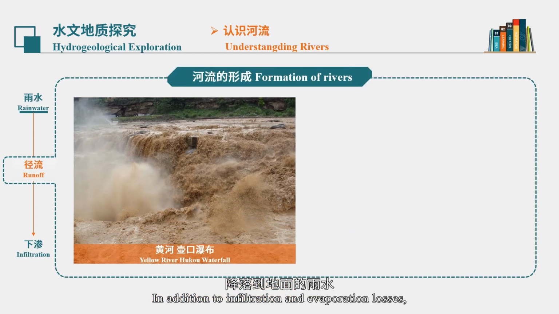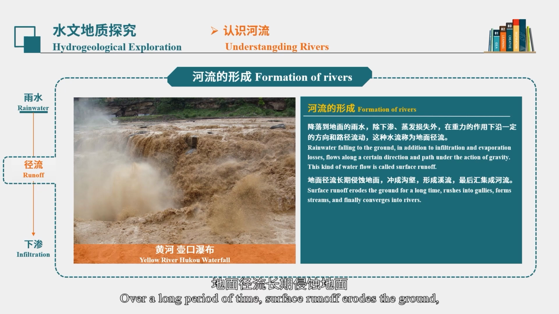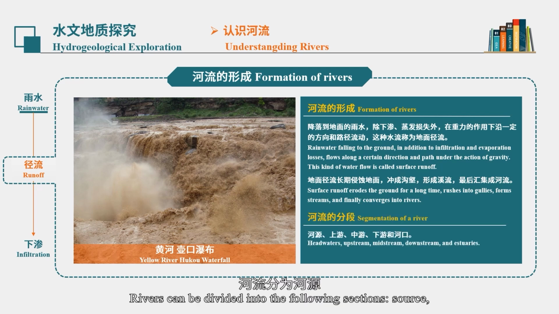In addition to infiltration and evaporation losses, rainwater falling to the ground flows under the action of gravity along a certain direction and path. This water flow is termed surface runoff. Over a long period of time, surface runoff erodes the ground, carving out gullies and forming streams that eventually come together to form rivers. Rivers can be divided into the following sections: source, upper course, middle course, lower course, and mouth.